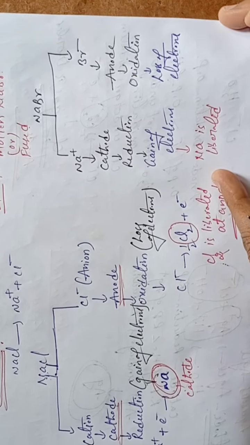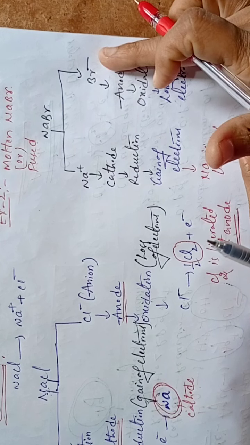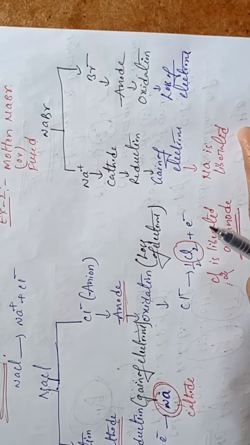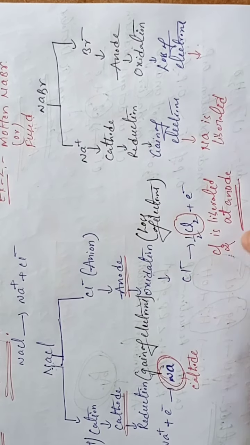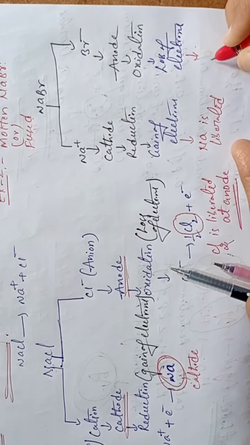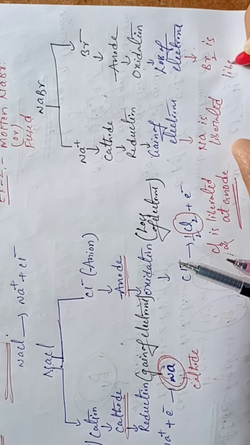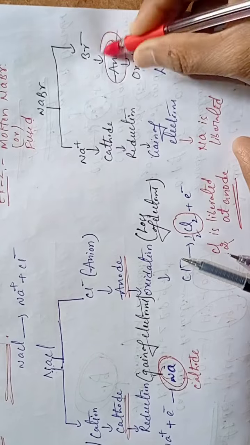Liberated at the cathode. Here, which one is liberated, students? Br minus, so which gas is liberated? Bromine gas is liberated, Br2. Are you following, students? Here Cl minus means Cl2, and Br minus means Br2. So Br2 is liberated at the anode.